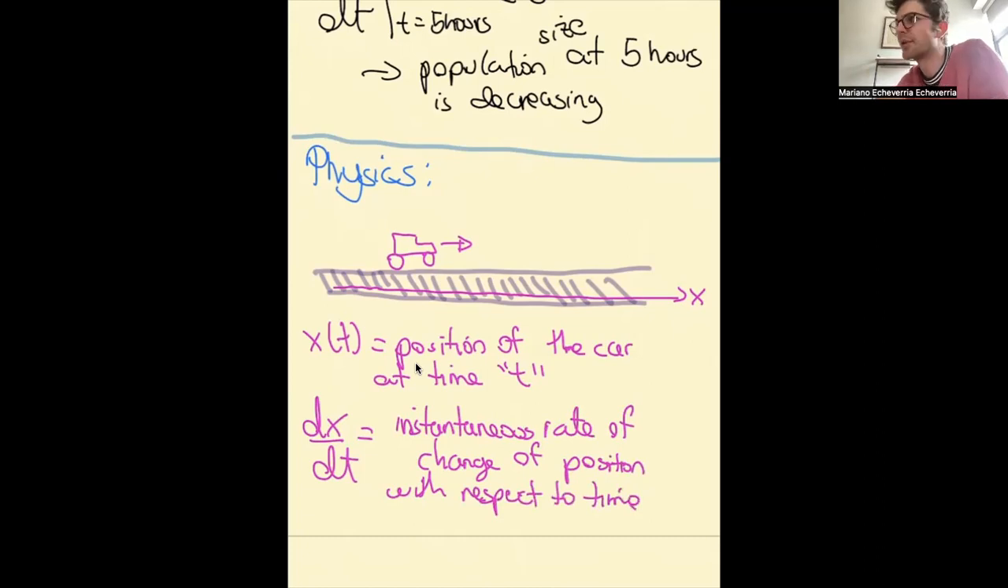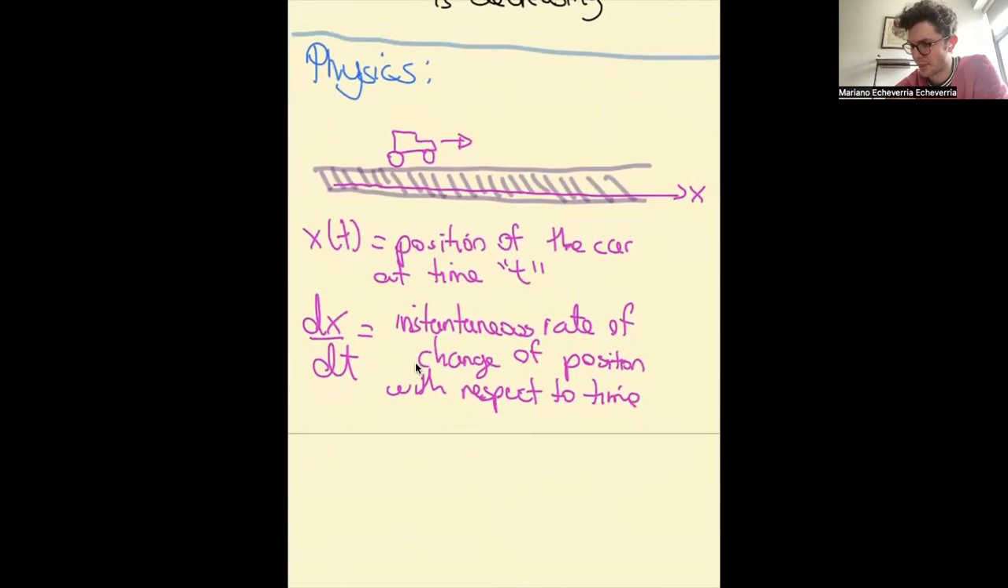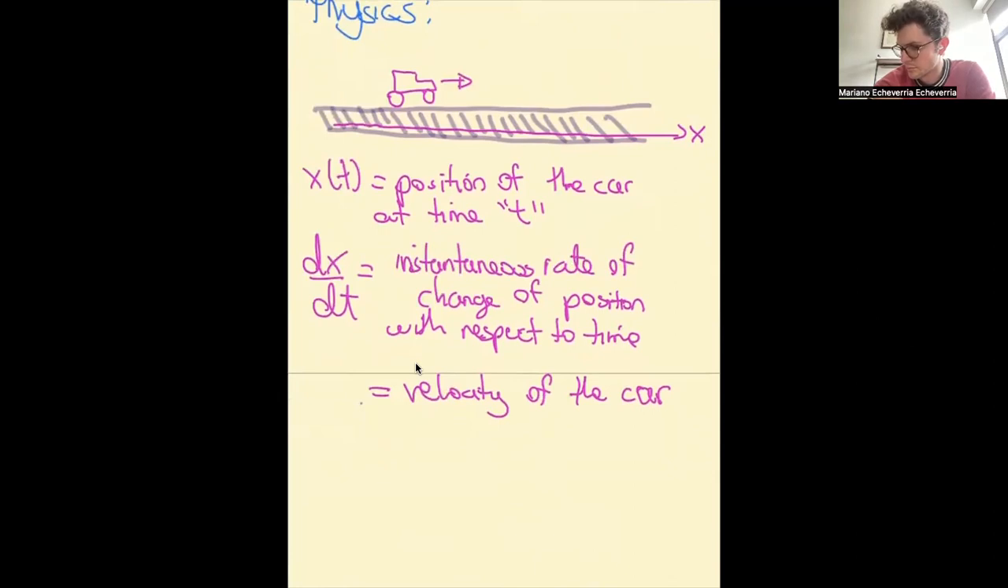And the interpretation of that, this is okay. So again, this derivative is telling you how fast the position of the car is changing over time. So that is what you interpret as the velocity of the car, right? So the derivative of the position with respect to time would be the velocity of the car.